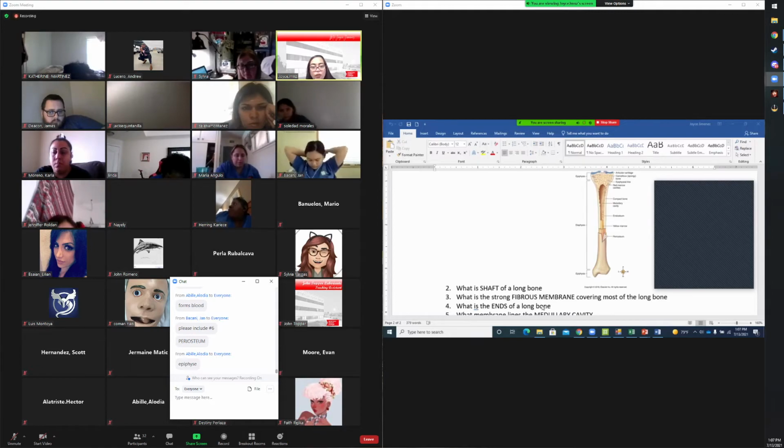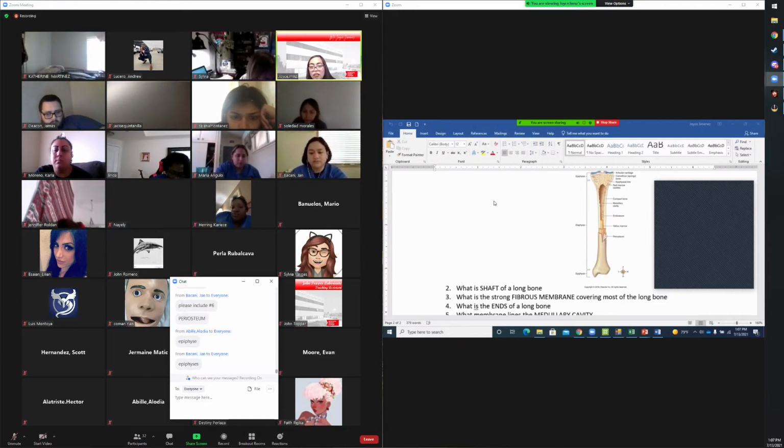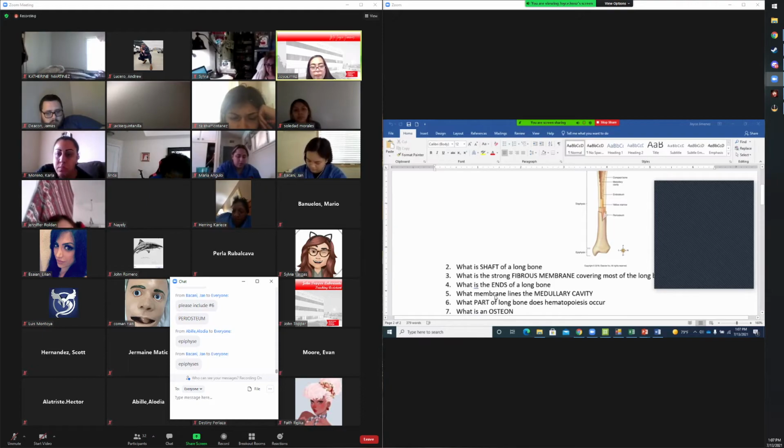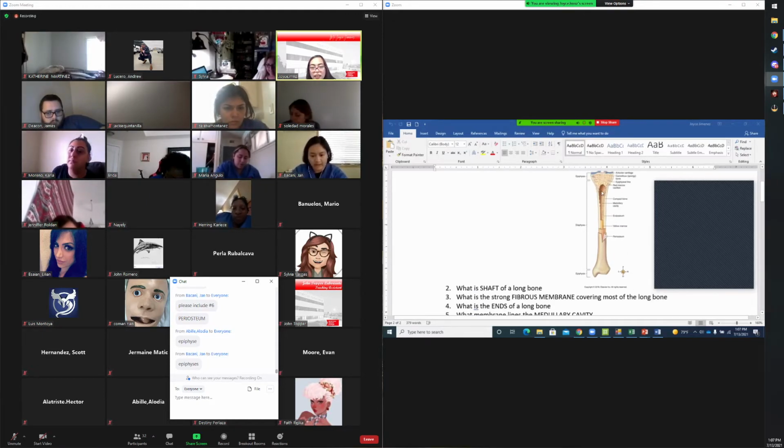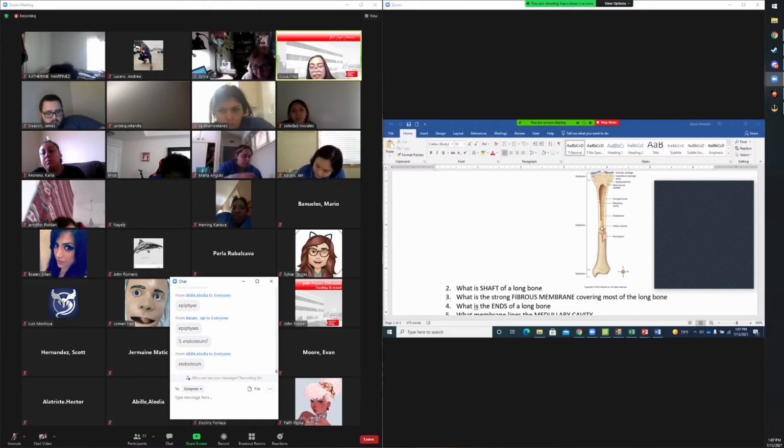What are the ends of the long bone? There are 2 ends. Epiphysis. Number 5. What membrane lines the medullary cavity? This inside is your medullary cavity. Endosteum, very good. This contains the yellow marrow.